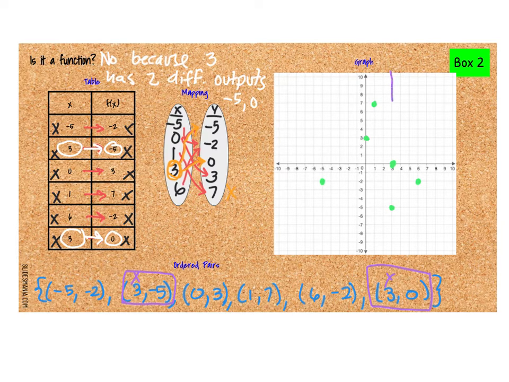Now, if you're thinking, wait, how do I recognize it on the graph? Look at the graph. If I draw that vertical line, you see how it passes 2 points? The first point that it passes through is going to be 3 comma 0. That's this point. The second point that it passes through would be 3 comma -5, and that can't happen. Okay, so that makes it not a function.